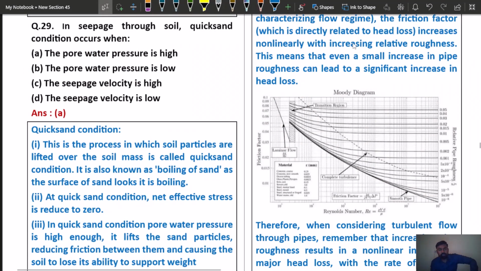In seepage through soil, quicksand condition occurs when? Question asking when the seepage in the soil occurs, when will quicksand condition happen. So options are: the pore water pressure is high, the pore water pressure is low, the seepage velocity is high, the seepage velocity is low.